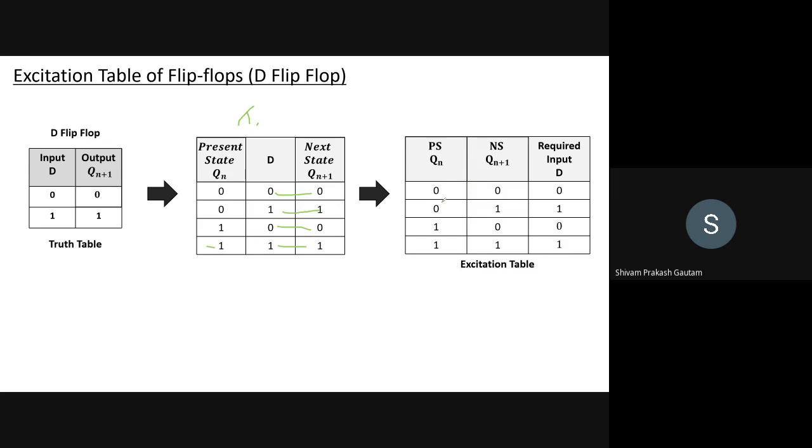Okay. So the excitation table is directly depending on the future state. Whenever future state is 0, D is equal to 0; when it is 1, D is equal to 1, so on and so forth, right? So you can see this is also quite simple.